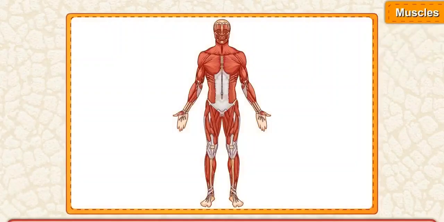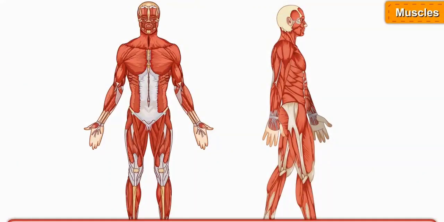Muscles. Muscles in our body hold the bones together and help in movement. They contract and relax to produce movement. There are more than 600 muscles in our body. Muscles are attached to bones by strong fibers called tendons. There are 3 types of muscles in our body.